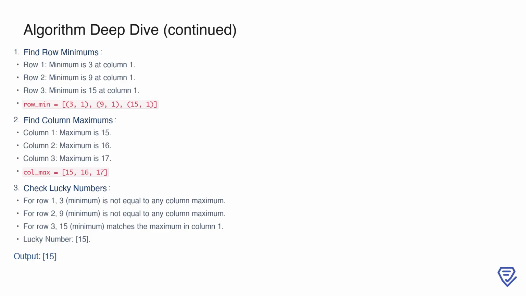Starting with the row minimums, we examine each row. In the first row, the minimum value is 3, which is located in column 1. For the second row, the minimum is 9, also in column 1. In the third row, the minimum value is 15, again in column 1. Therefore, the row_min list is 3, 1, 9, 1, 15, 1.